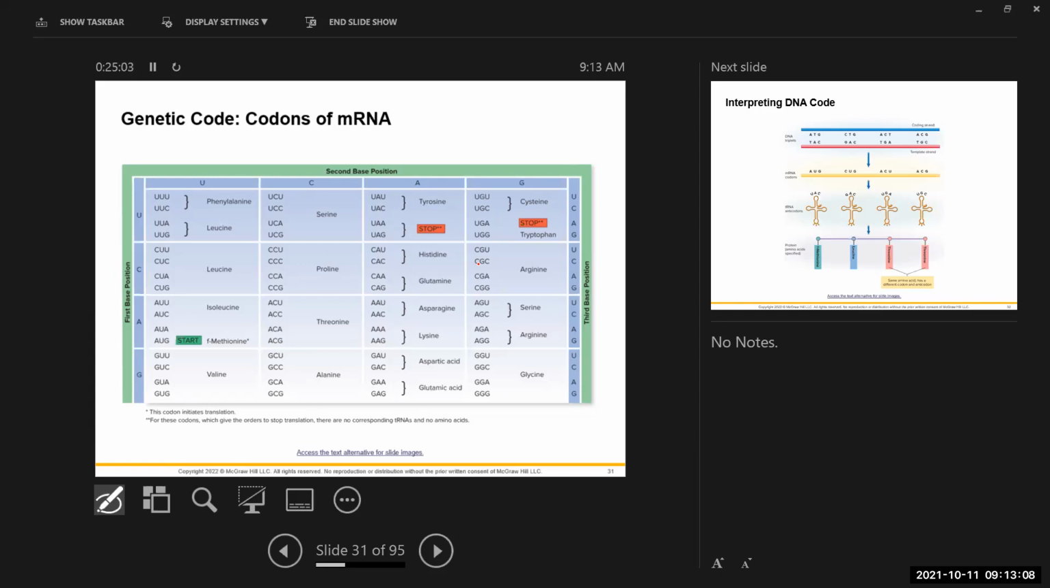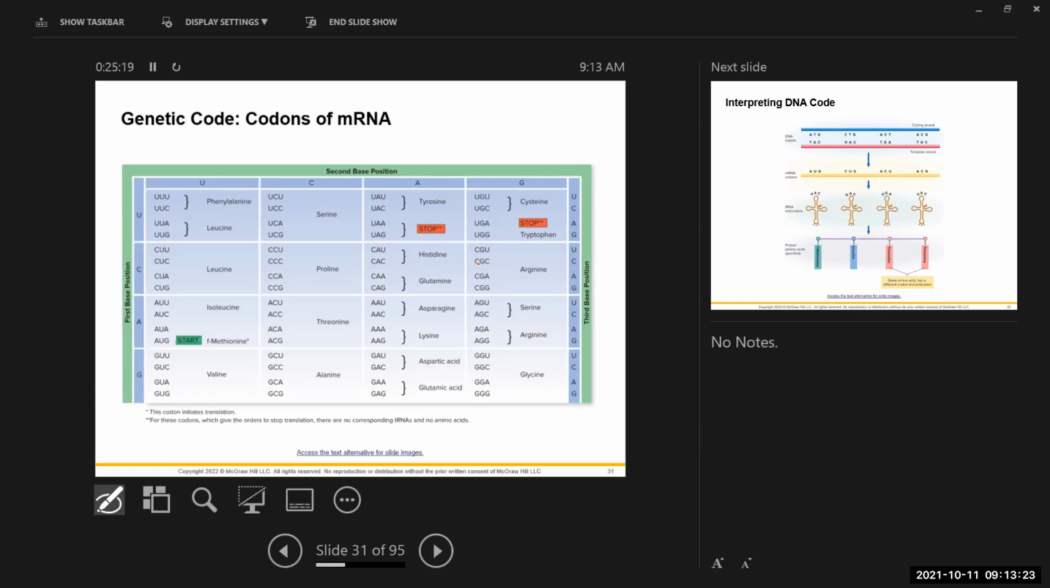There are 3 codons that don't code for any amino acid. All of those are stop codons. So they all start with U. There's UAA, UAG, and UGA, the 3 stop codons.